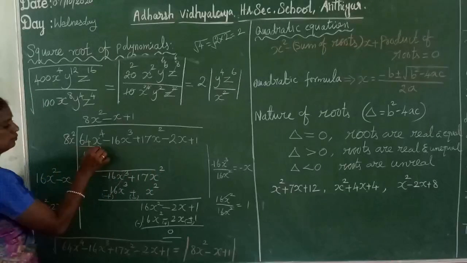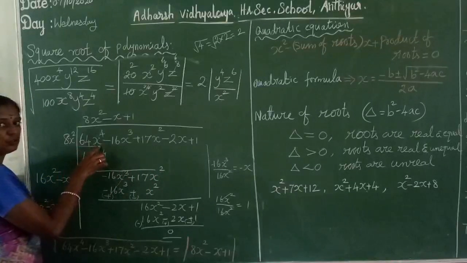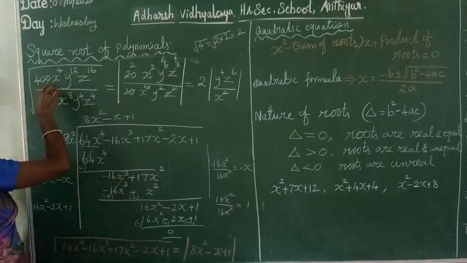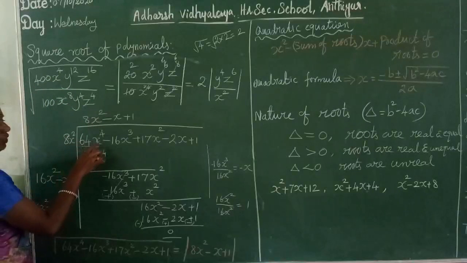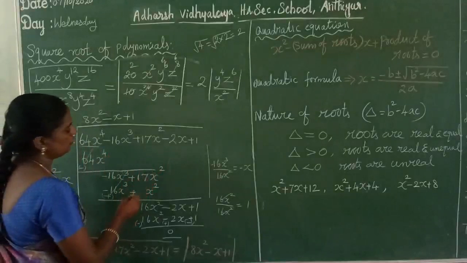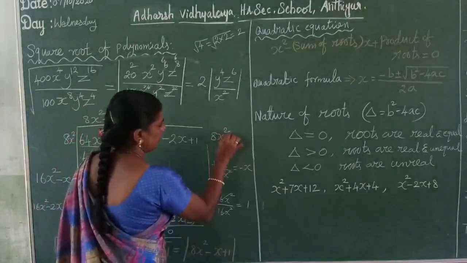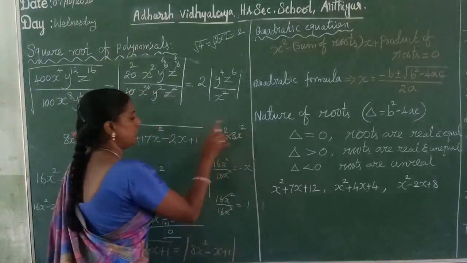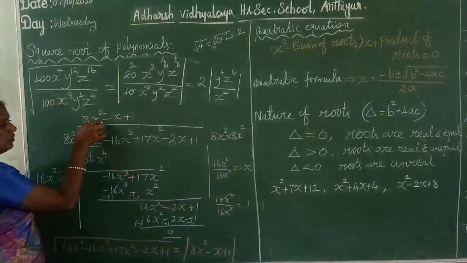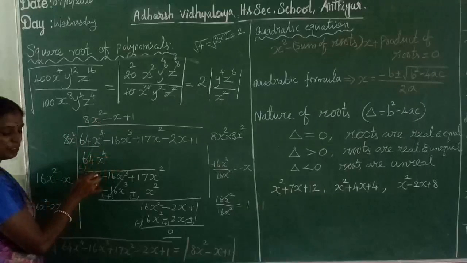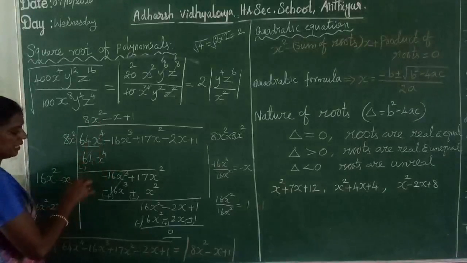Next, take the first term, 64 x power 4. What is the square root of 64 x power 4? Here, for 400 x power 4 the answer is 20 x square. The same thing, 64 x power 4, so 8 x square. 8 x square into 8 x square is 64 x power 4. So 8 x square we write in the quotient and the divisor. And subtract these two, that cancels.